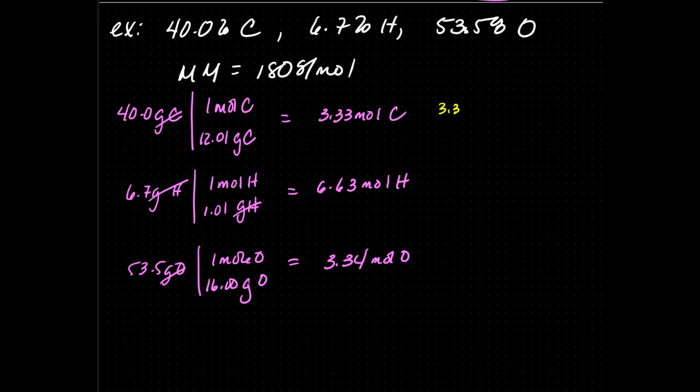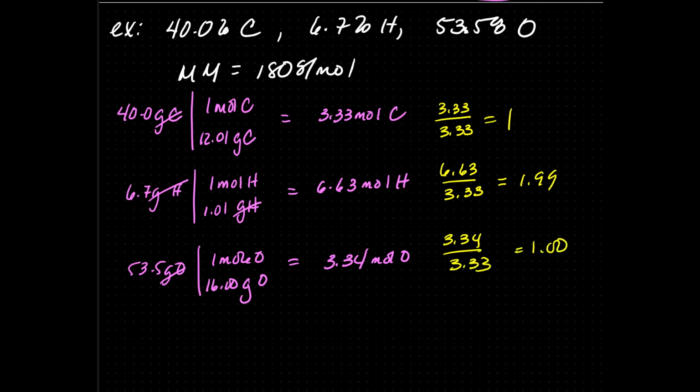So 3.33 divided by 3.33 is equal to 1. For hydrogen, it is 6.63 divided by 3.33, which is approximately 1.99. Again, we do not round. For oxygen, it is 3.34 divided by 3.33. This is equal to 1.00. So again here, we do not need to multiply to a whole because the numbers are close to a whole number.